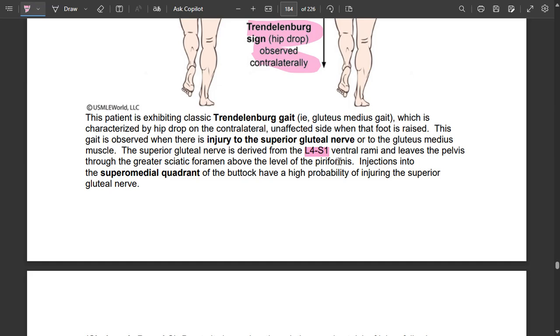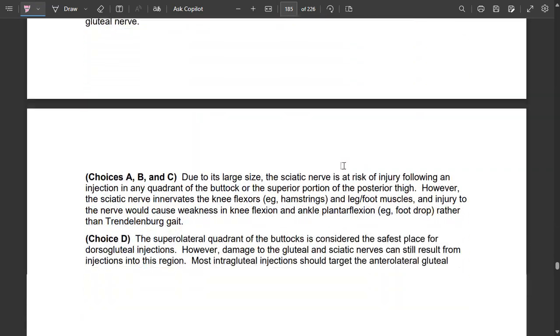In this, the superior medial quadrant of the buttocks has a high probability of injury to the superior gluteal nerve. So if an injection is given in the superior and medial quadrant of the buttocks, like in here, then there is high probability of injury to the superior gluteal nerve.